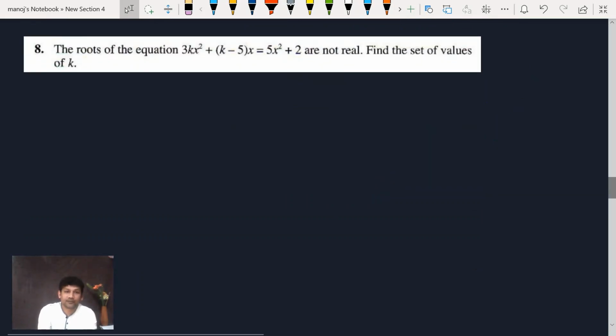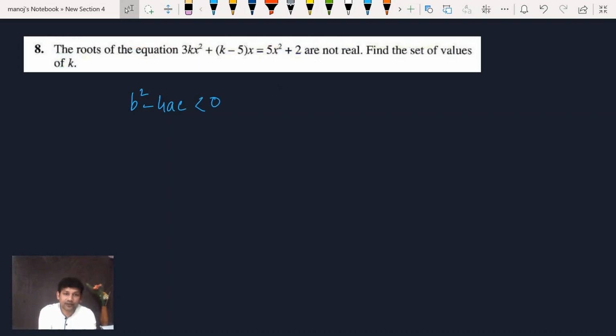The roots of the equations are not real. Not real means b square minus 4ac less than 0. Not real. I mean, all the questions are similar here. Okay, here this x coefficient is 4k, the coefficient of x, and the x square is also there, so we have to arrange. We have to multiply. Okay, now 3k x square plus x is only one time, so I'm not expanding this, but minus 5x square and minus 2 equals to 0.